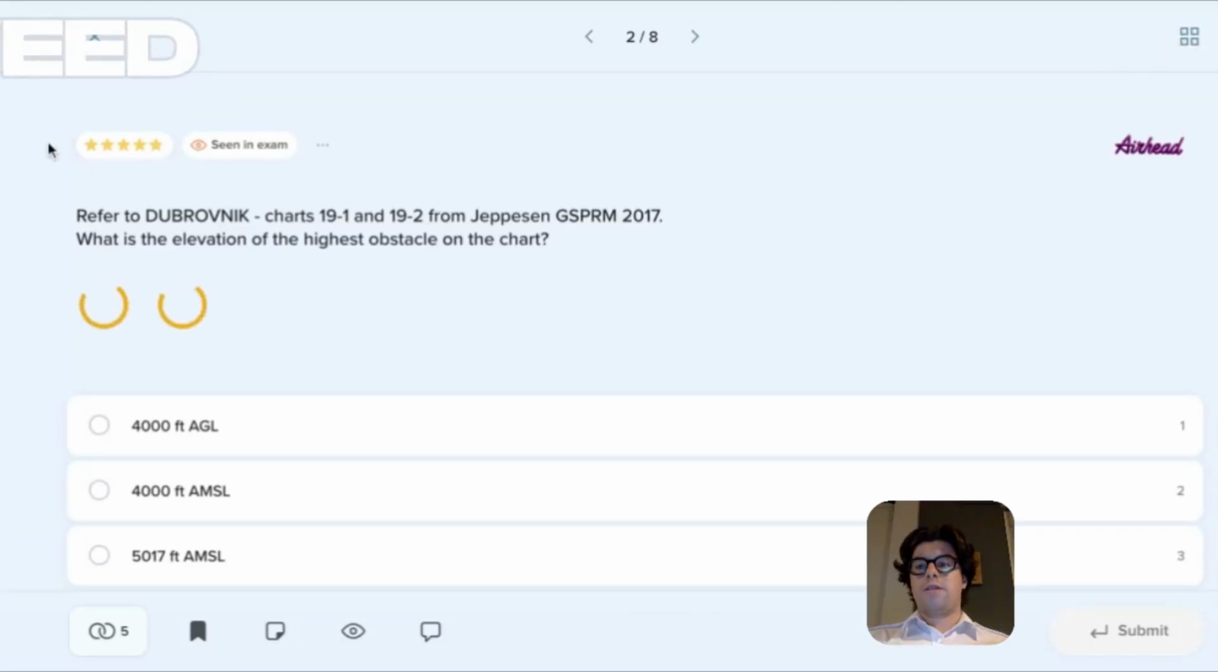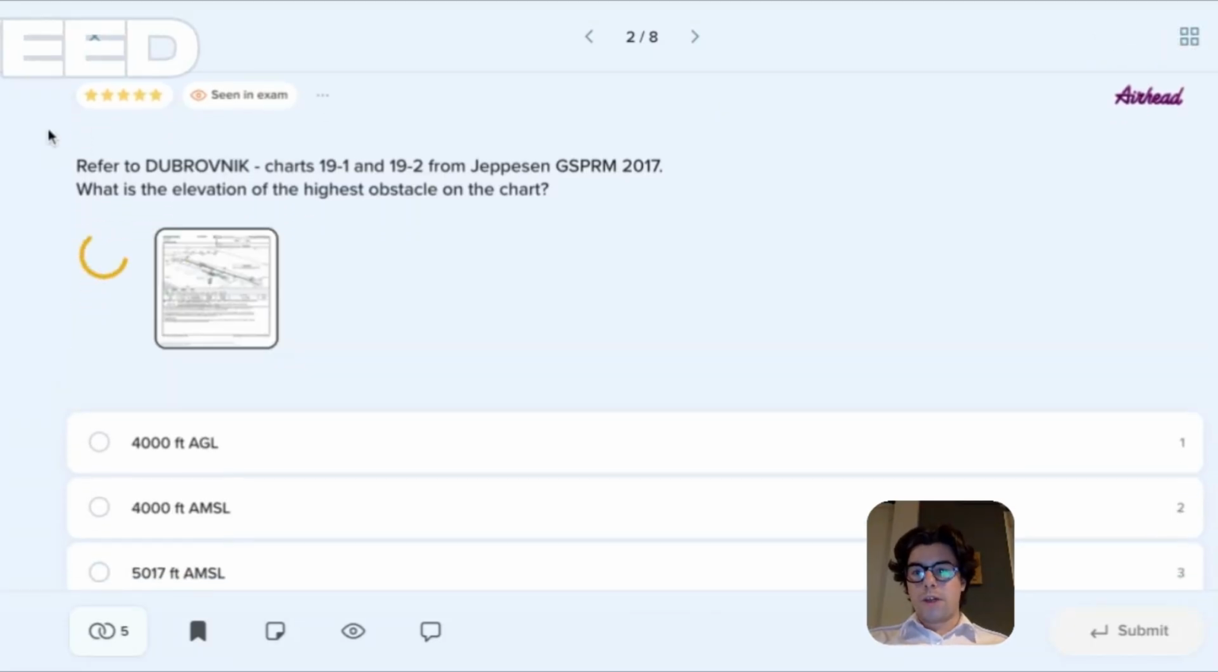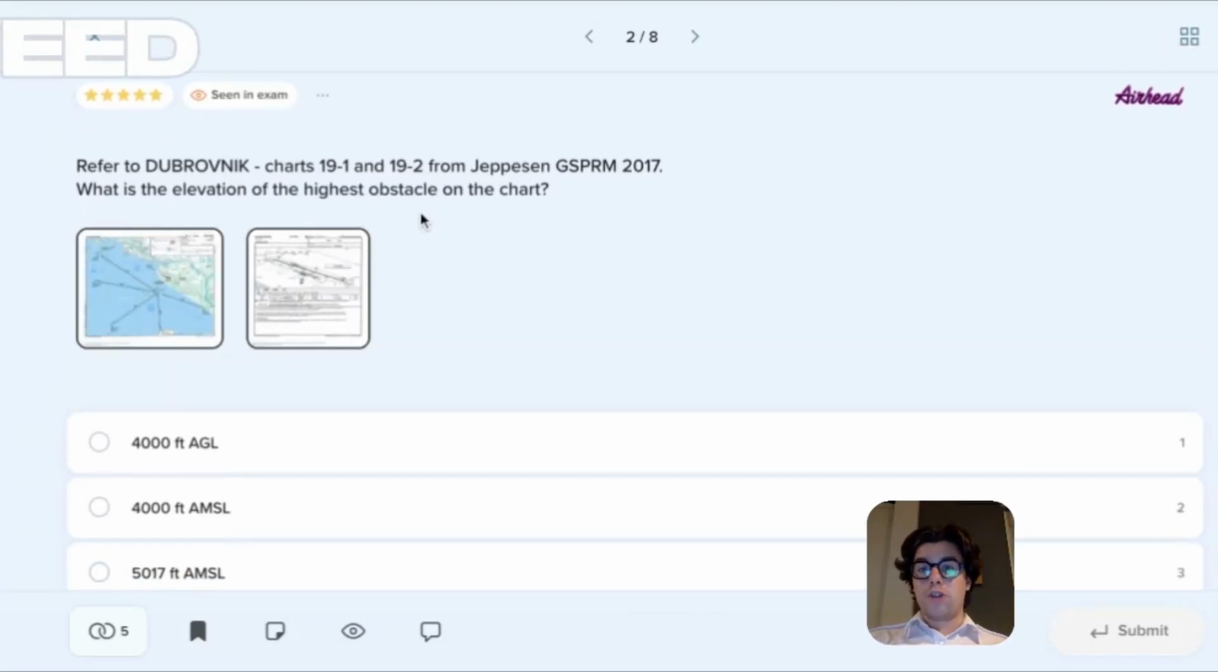Now moving on to question number 2. In Dubrovnik, charts 19-1 and 19-2 from Jeppesen 2017. What is the elevation of the highest obstacle on the chart? So actually, I have prepared 2 questions asking about the highest obstacles on the chart, as these are very easy only if you know what to look for.